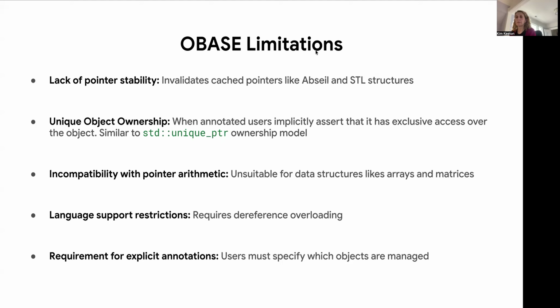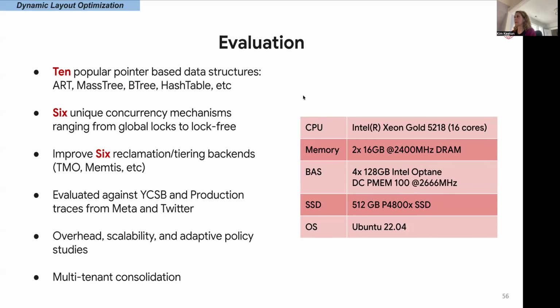Okay, so evaluation. We picked 10 popular pointer-based data structures, ART, Masstree, B-tree, and different types of hash tables. They span 6 to 7 concurrency mechanisms. We evaluate against 6 different backends, from TMO, Memtis, kswapd, TPP, and so on.